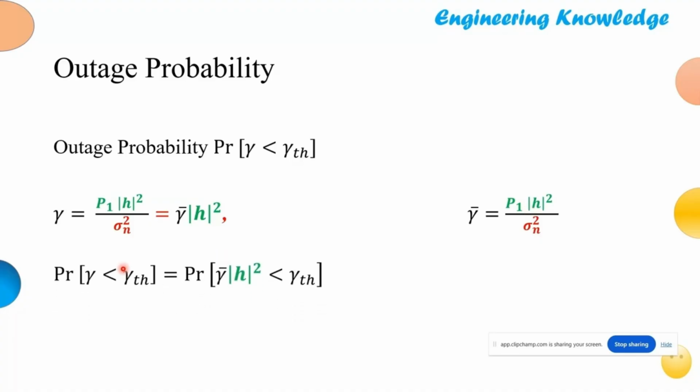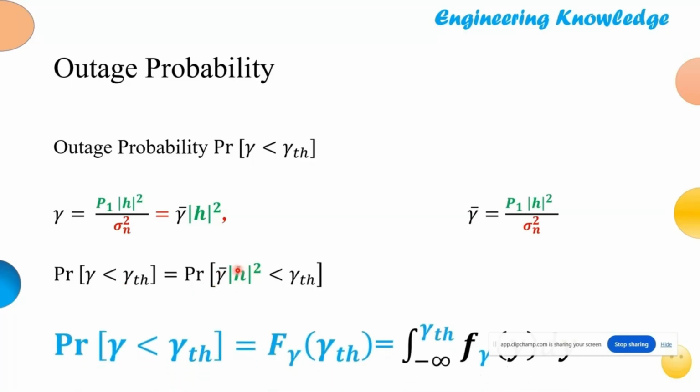So the outage probability is the probability of gamma less than gamma th, which further means that it can be calculated using the CDF of the channel. If I have the CDF of this gamma, then I will calculate it at gamma th, because we know that the CDF of gamma is nothing else but the probability of gamma less than gamma th. We can compute the CDF using integration of the PDF, denoted by small f subscript gamma of y, dy. So we will integrate from minus infinity to gamma th.